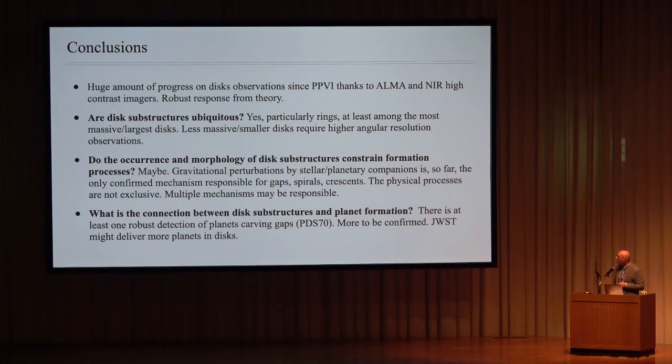Do the occurrence and morphology of these substructures constrain formation processes? I think you have learned that theory is complicated, maybe. Gravitational perturbation by companions definitely plays a major role. We see this beautiful spiral in binary systems. We see these beautiful rings in the PDS 70 system. However, these physical processes are not mutually exclusive, and you can have multiple processes at play at the same time. And then, again, what is the connection with planets? There is at least one robust detection where we have a strong connection. But, you know, one is clearly not enough to derive any strong conclusion.